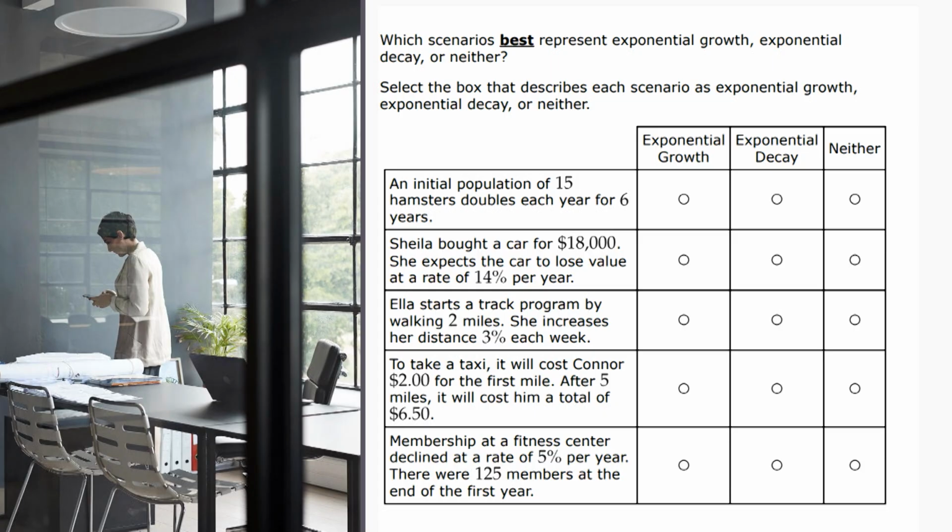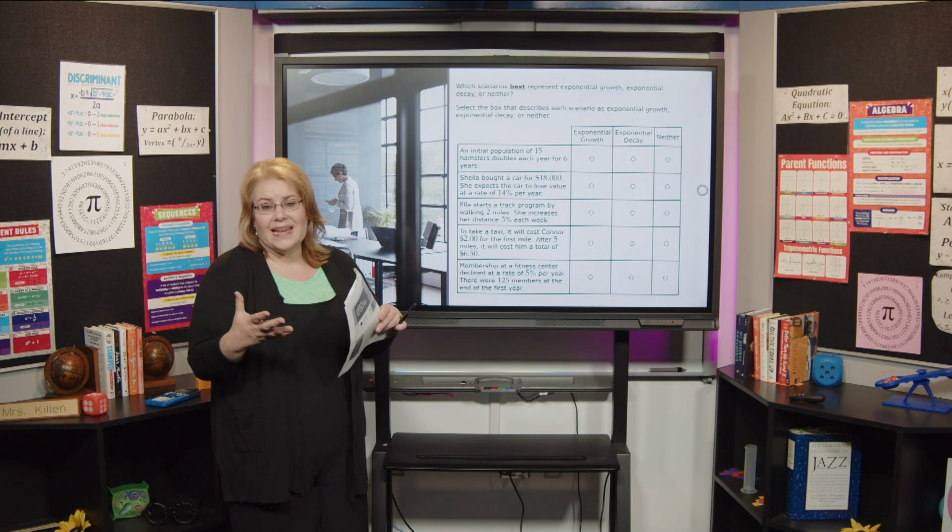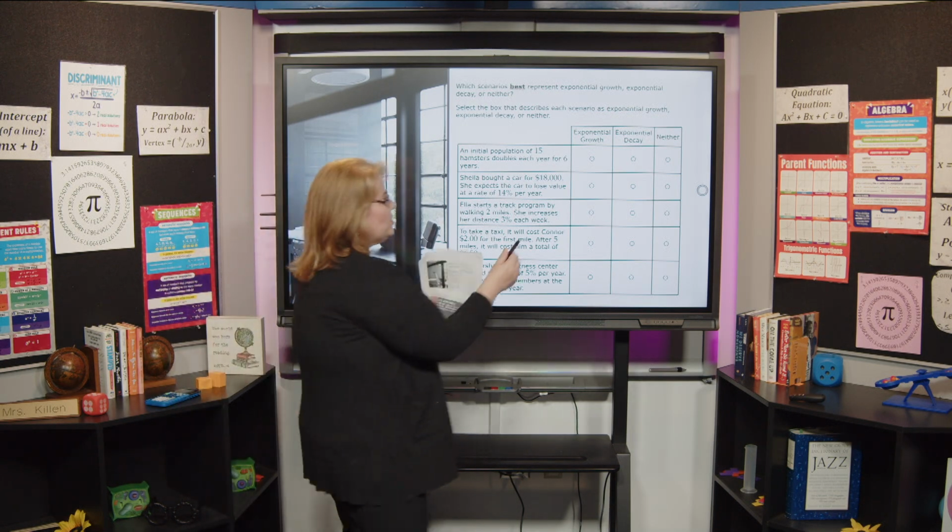Which scenario best represents exponential growth, exponential decay, or neither? Select the box that describes each scenario as exponential growth, decay, or neither. So let's go ahead and read these. It says an initial population of 15 hamsters doubles each year for 6 years. So if I'm doubling, I'm getting more hamsters, that means I'm what to my population? It's getting bigger, and that's growing. Good job.